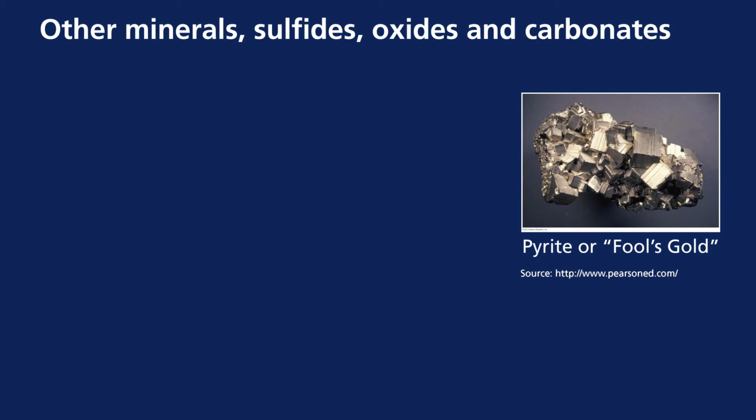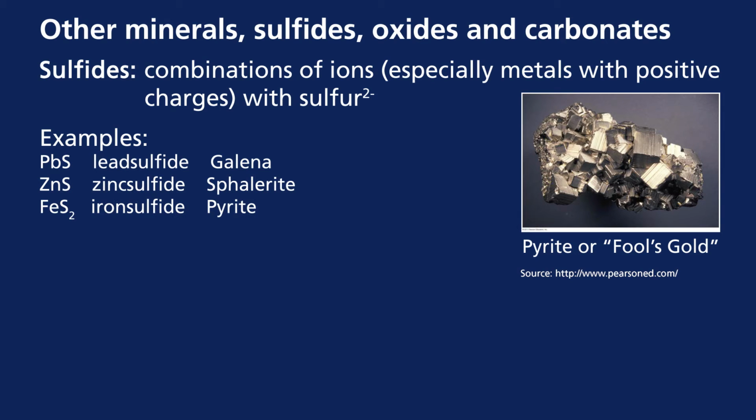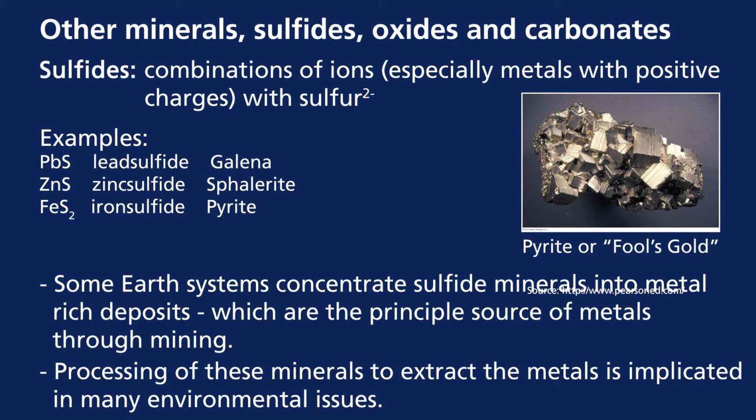Here you see a picture of pyrite, which is a sulfide, which contains sulfur, which is a 2- charge. Different types of sulfide include galena, sphalerite, and pyrite, which is shown on the right. It's also called fool's gold. These are the sulfide minerals. They are concentrated into metal-rich deposits, and they are quite heavily mined. The processing of the minerals to extract the metals is an environmental issue.